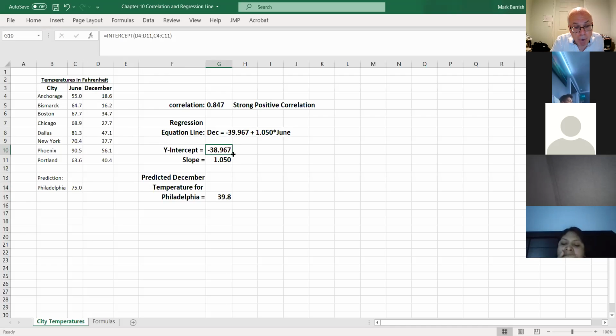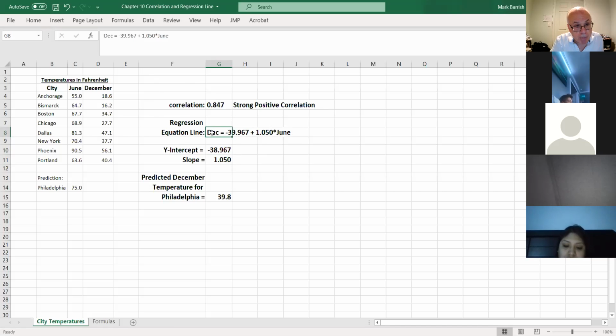Excel calculates that for you without knowing calculus. You don't have to know calculus. You simply type this in, and Excel gives you the answer. The function for the slope is slope, and you do the same thing, and you get your slope. That's how I got this equation here.